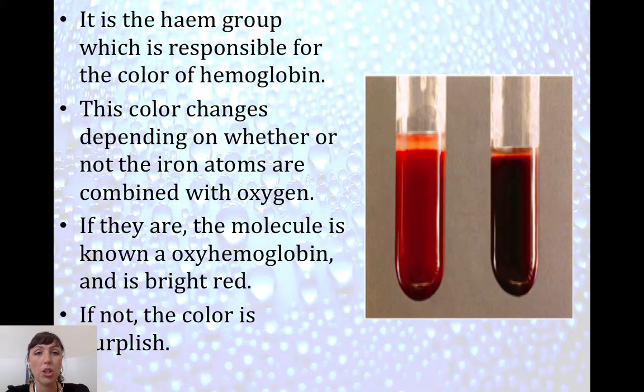And it's this heme group which is responsible for the color of hemoglobin. This color changes depending on whether or not the iron atoms are combined with oxygen. If they are, the molecule is known as oxyhemoglobin, and it is bright red. If not, the color is purplish.